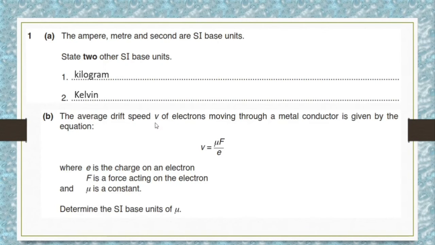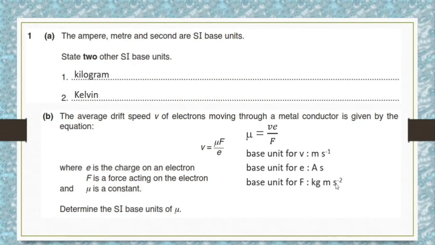The average drift speed v of electrons moving through a metal conductor is given by the equation v equals mu F over E, where mu is a constant, E is the charge on an electron, and F is the force acting on the electron. We want to determine the SI base units of mu, so we will rearrange this equation. So we'll get mu equals vE over F, and the SI base unit for v is meter per second. For E is charge. Charge Q is equal to I times t, so the base unit for E is ampere second, and F is in the unit of Newton. The base unit of Newton is kilogram meter per second squared.